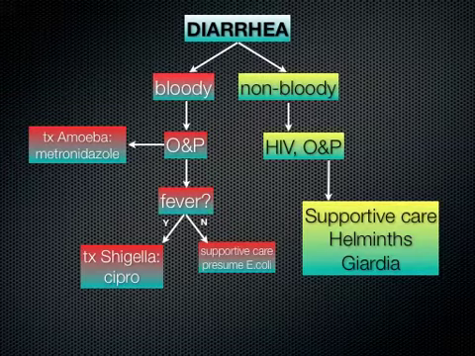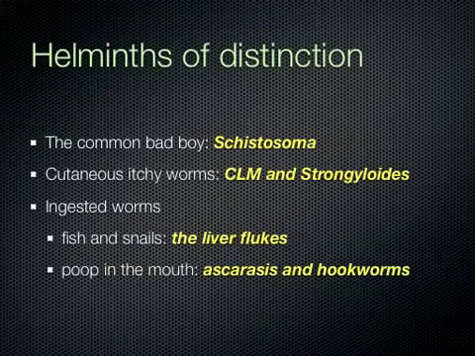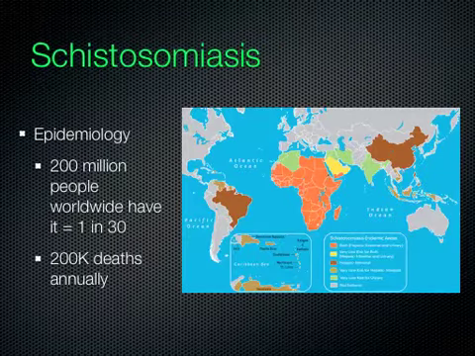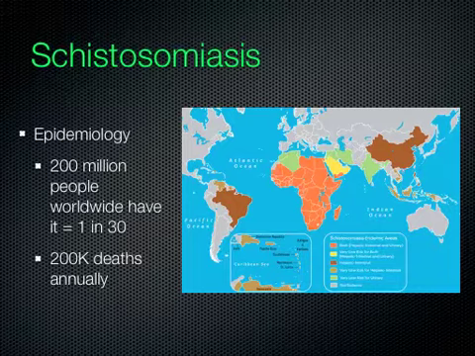Okay, we're going to breeze through the helminths of distinction because I think it's just interesting, and any talk on tropical medicine can't ignore the helminths, even though they're really minimal in terms of the symptomatology they tend to cause compared to some of these other bad boys that we've talked about. So schistosomiasis is by far the most common problem child. About 1 in 30 people worldwide have it, but it does kill about 200,000 people a year, which is pretty high.